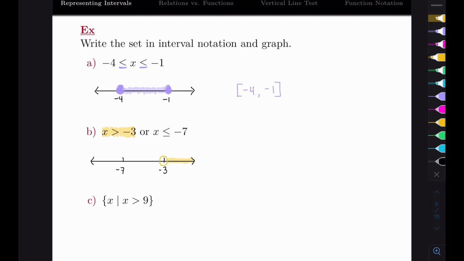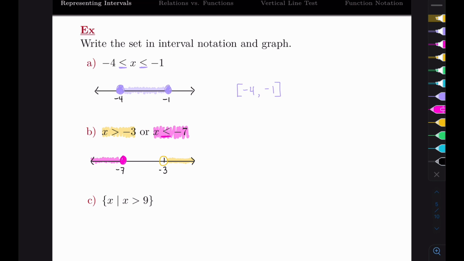For the second one, we can actually equal -7 because we have the lovely bar underneath. And then I can take x values that are less than this as well. So I fill everything in to the left.